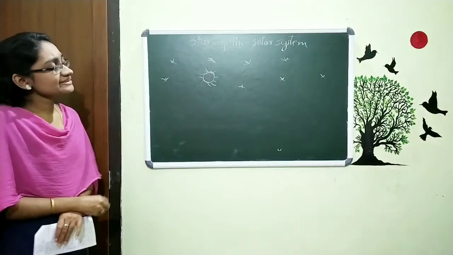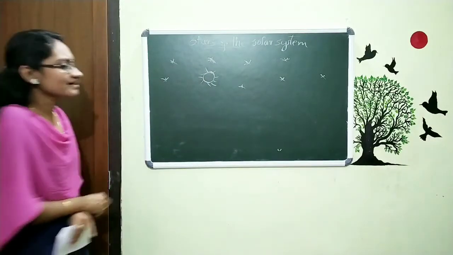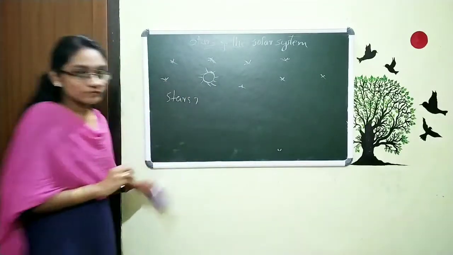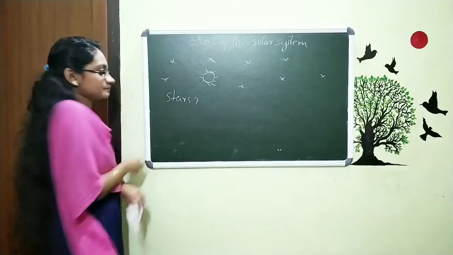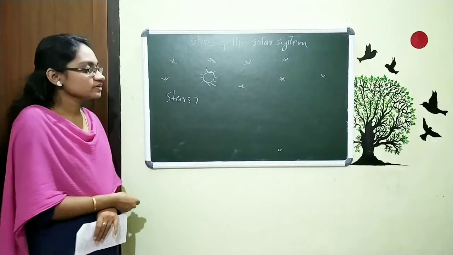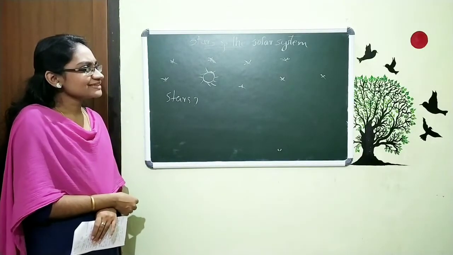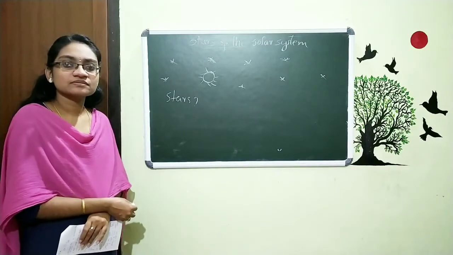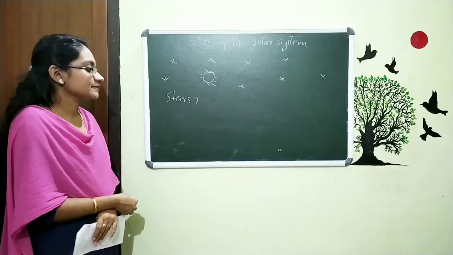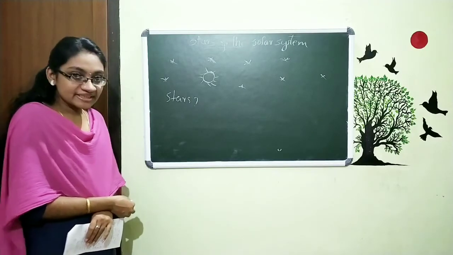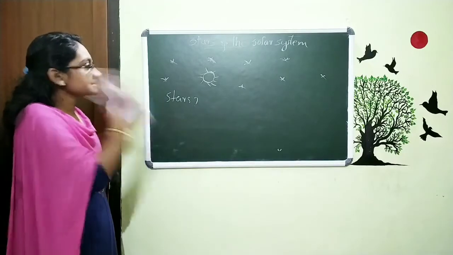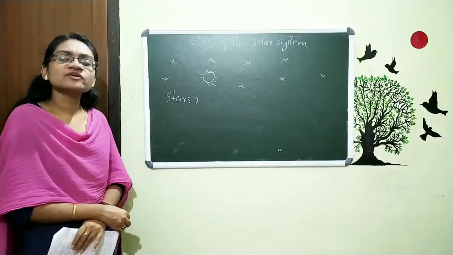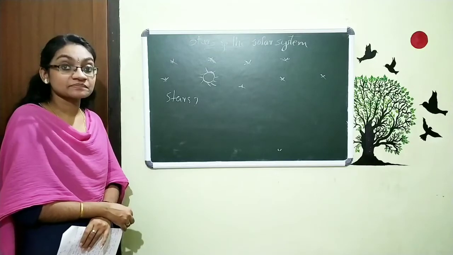Now the question is, is it possible to see the stars? No, we are not seeing the stars at daytime. Now my question is, are the stars still present or are these stars going somewhere? That is my question. Actually, the stars are present in the sky itself at daytime also. Then why are we not seeing these stars at daytime?